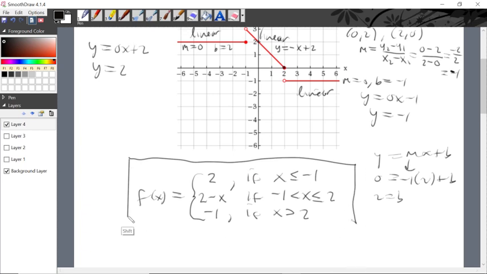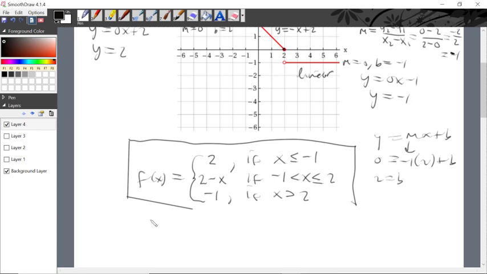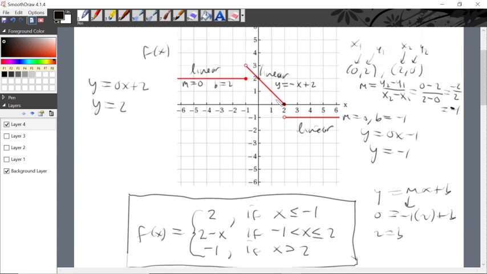So we did it piece by piece, and paid attention to where the open and the closed points were, where there were jump discontinuities in this case. In other words, where we had the transition values of x, where we were transitioning from one segment to another segment. Here the transitions were from -1 and 2 as well. That's it for this section.